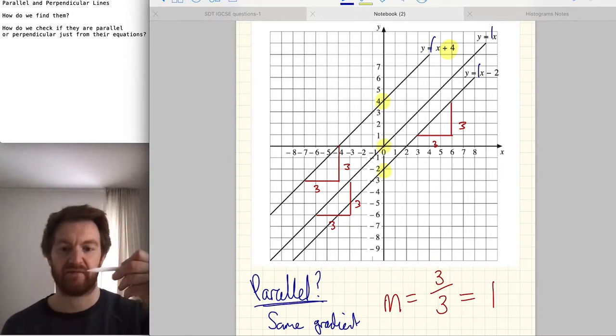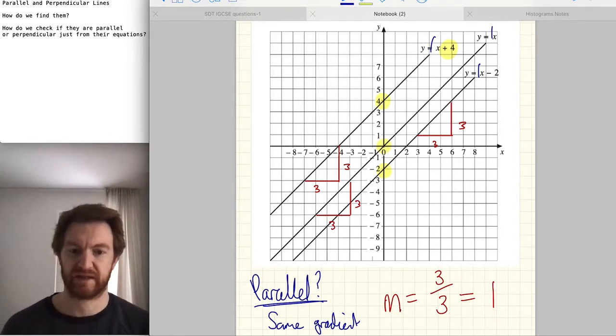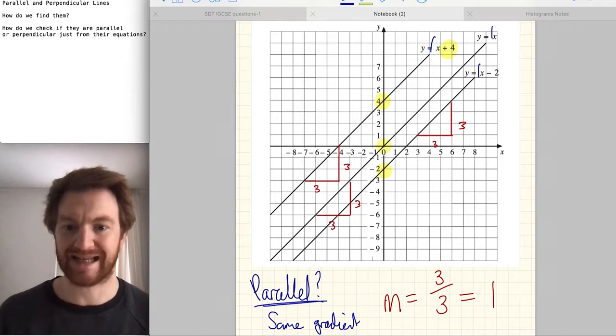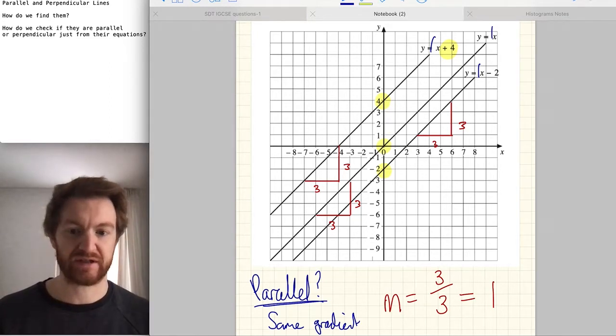A higher intercept means the line is shifted, with the same angle, but up. A lower intercept means down, but the gradient must be the same for them to be parallel. If the gradients are similar, they may look parallel when you draw them on the graph, but they're not exactly parallel. They have to be exactly the same gradient, and it can be positive or negative.